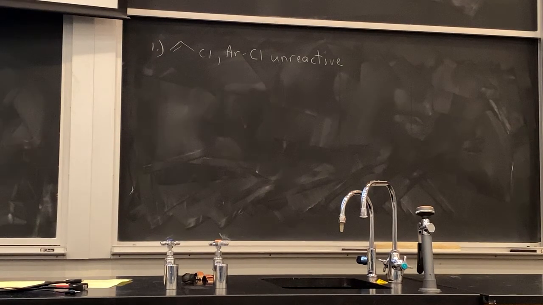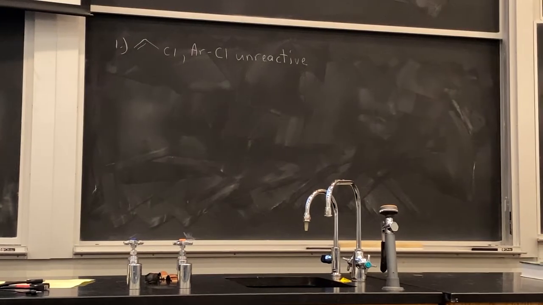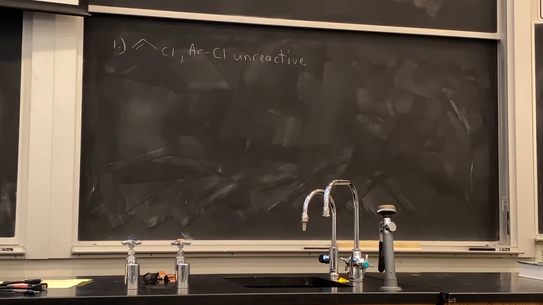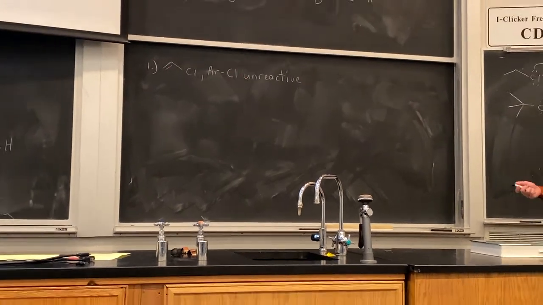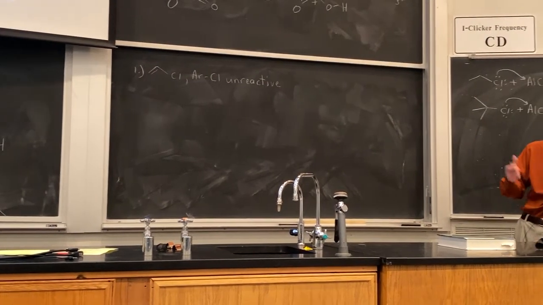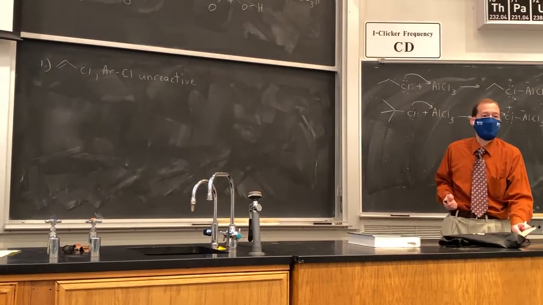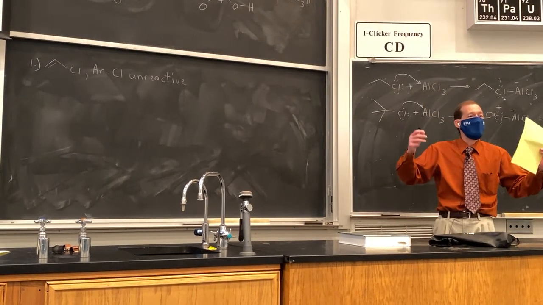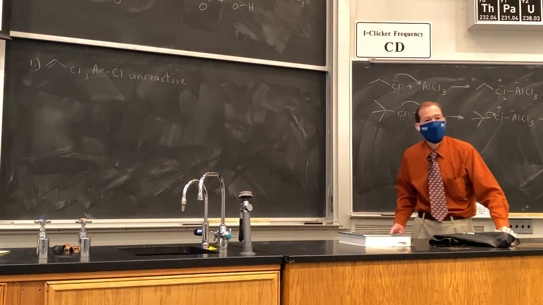If you'll remember from 351M, we learned that vinyl chlorides and aryl chlorides, or halides in general, did not react in SN1 or SN2 reactions. You cannot form carbocations. The carbocations you would form from these molecules would be too unstable. Okay? So these are unreactive. It has to be, in a Friedel-Crafts alkylation, an alkyl halide or an alkyl group. Okay?